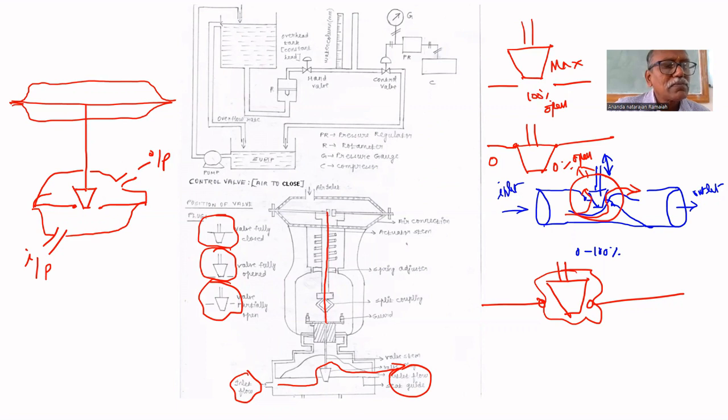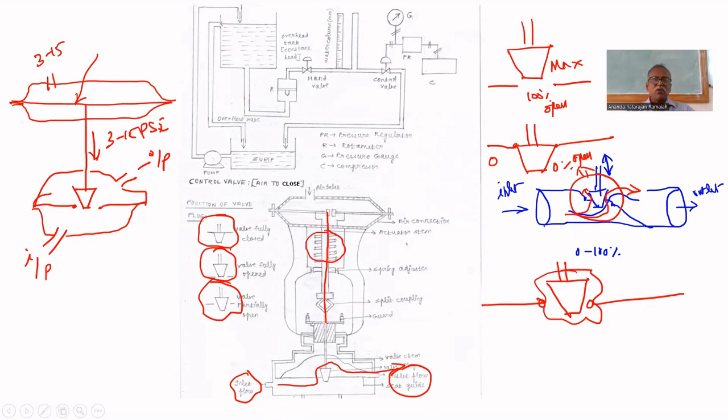There will be an opening here. This is a flexible member. If we give 3 to 15 psi, at 3 psi it is 100% open, and at 15 psi it is completely closed. This is the arrangement. The stem will move depending upon the pressure, 3 to 15 psi. Here, one spring is loaded.